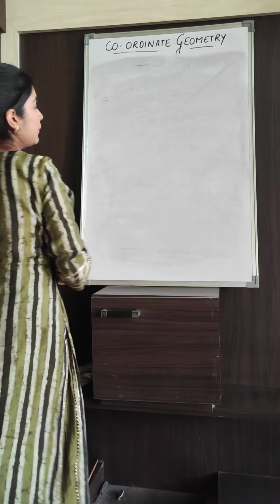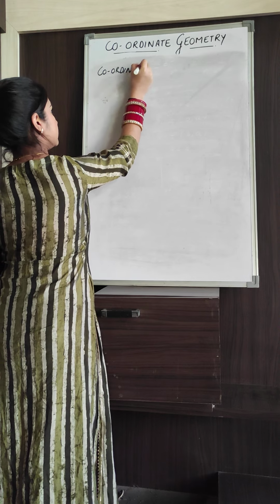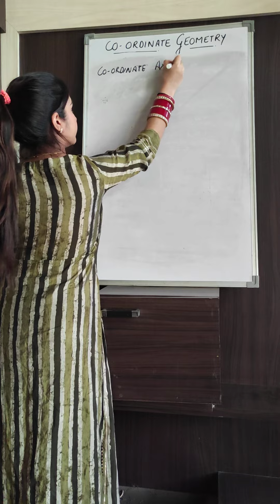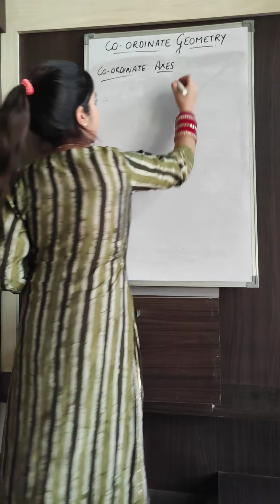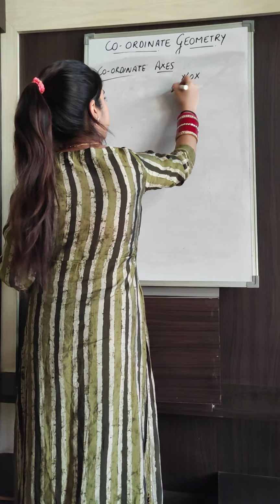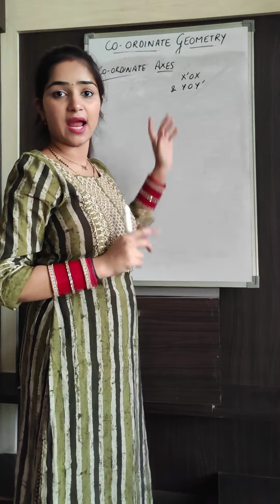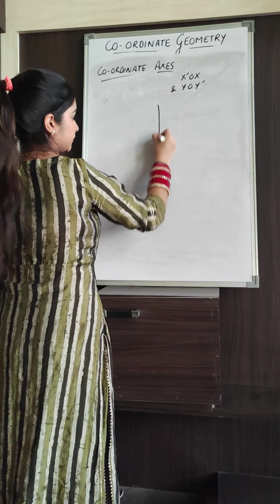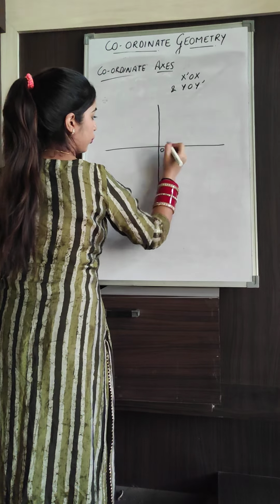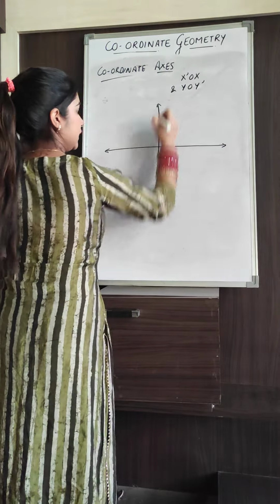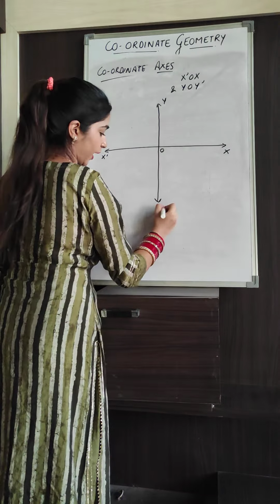First of all, I am going to tell you coordinate axes. For this we have to take two mutually perpendicular lines. Suppose these two lines are X'OX and YOY', in such a manner that they are intersecting at a point O. So these are two mutually perpendicular lines which are intersecting at a point O, and these lines are X'OX and YOY'.